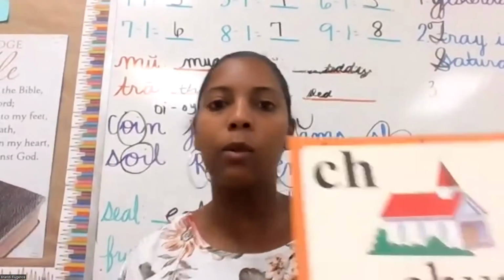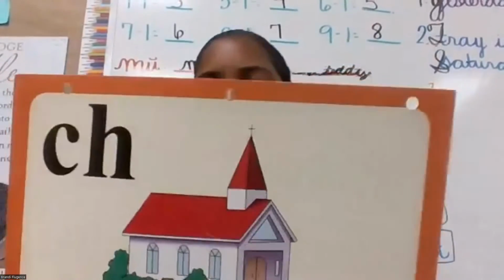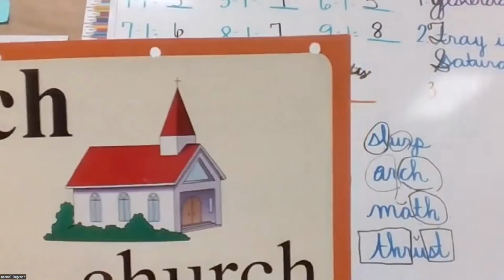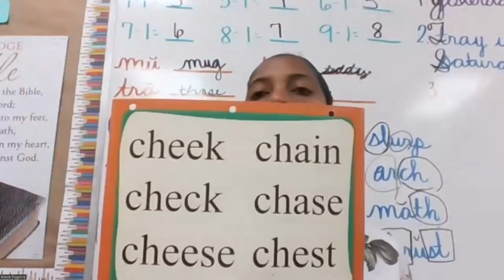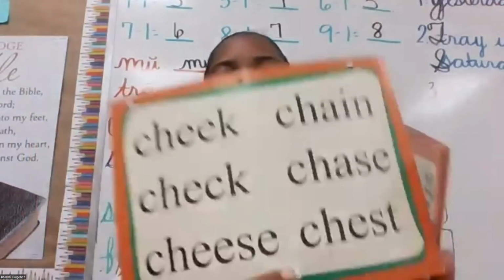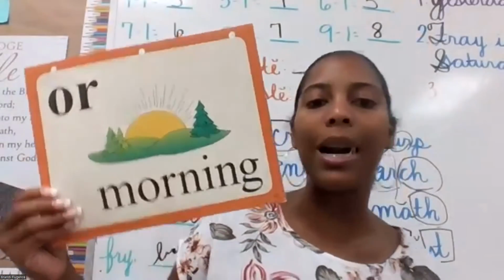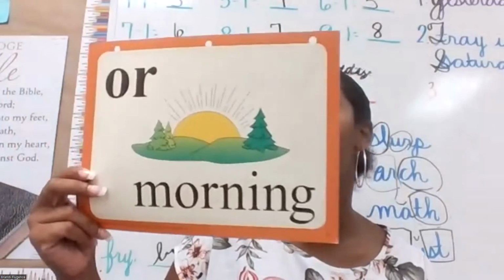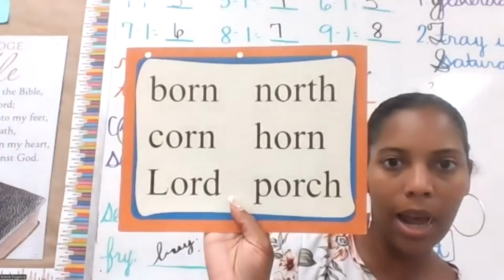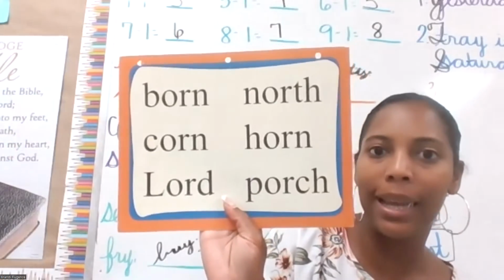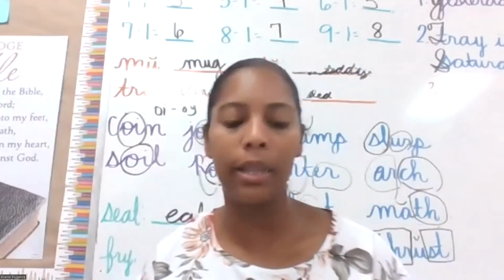All right, let's go ahead. Next one, CH says ch in church. Okay, this is where you can put treasure inside of. You can put treasure inside of a treasure chest. Treasure chest. Okay, OR says or in morning. All right, this is who we worship. It's not God because God does not have an or in it. Asa? Lord. Lord, the Lord. Good.